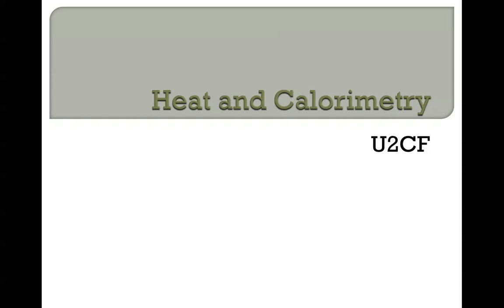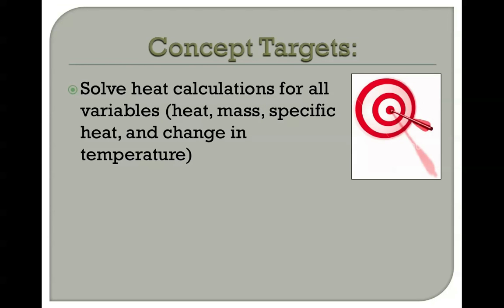Alright, this is concept F for regions. This is your last concept in Unit 2. Honors, you have one more. We're going to focus on something called calorimetry and using a formula to calculate some heat-related problems.